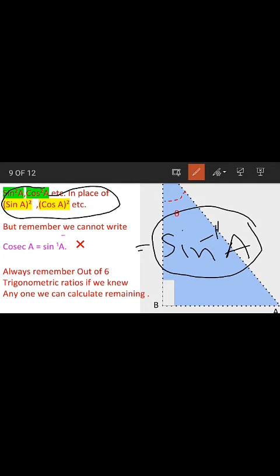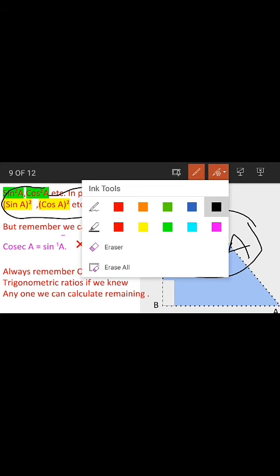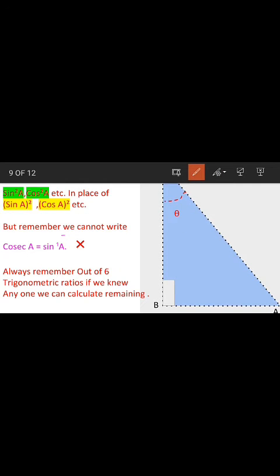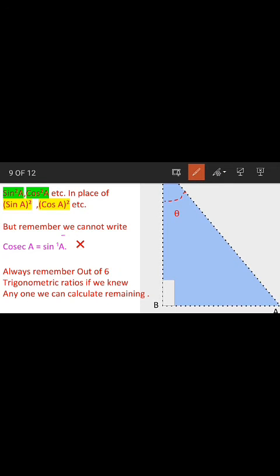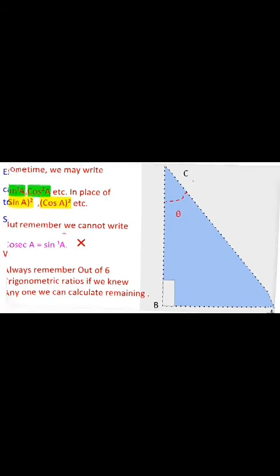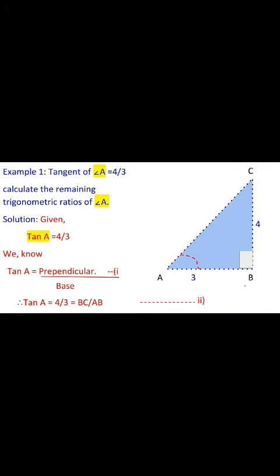Now class, another point to be noted down: if you are given any one trigonometric ratio out of the 6, maybe cos, tangent or sine, you can calculate the other remaining 5. Yes, it is true. If you are provided with cos A or sine A, you can calculate the other trigonometric ratios. For this, I am bringing you one example at the end of the video, or maybe the next slide. We are going to solve it, and after that we end this session. Okay class, now coming to the example.